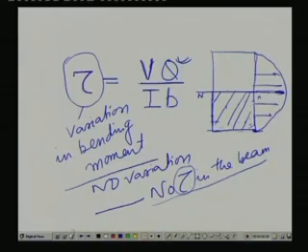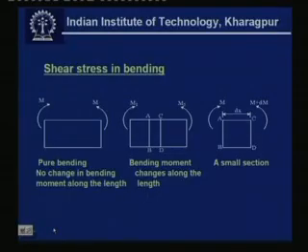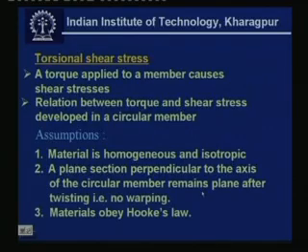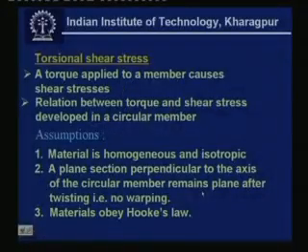Now, this particular study of the shear stress in bending we have just concluded, and so the next one to be discussed is the torsional shear stress that arises due to the application of torque onto the machine element. Now, when a torque is applied to a member, it causes a shear stress. So, what we have to find out? We have to find out the relationship between the torque and the shear stress developed in a circular member.